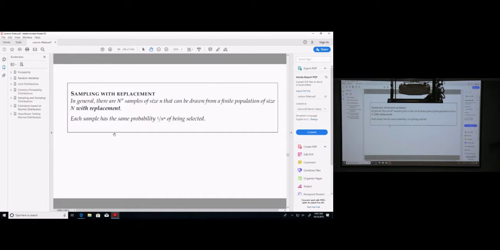Sampling with replacement, in general, there are N to the power n samples of size n that can be drawn from a finite population of size big N, with replacement. So even when N is moderate, suppose N is 1,000 and you decide to choose 20, this number is really, really huge, right?